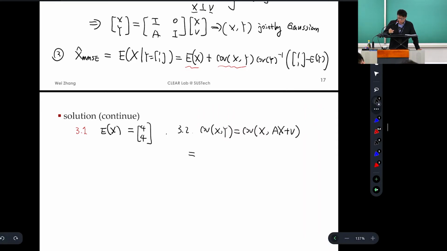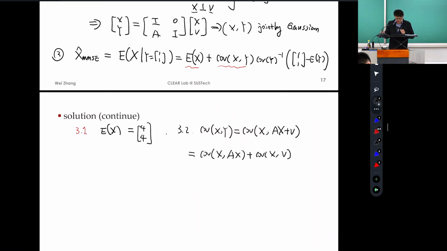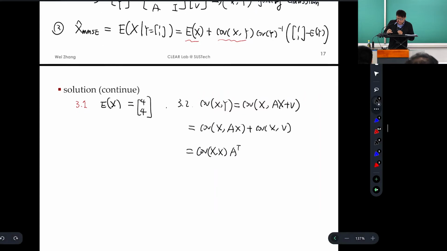Okay, so then I can compute, right? By the properties of covariance, which is just the property of multiplication, this is the covariance of X with AX plus the covariance of X with V. And I know the first is the covariance of X with itself times A transpose, right? What about the covariance of X with V? 0. Why? If X and V are independent, covariance has to be 0. That has nothing to do with whether these two vectors are Gaussian or not.